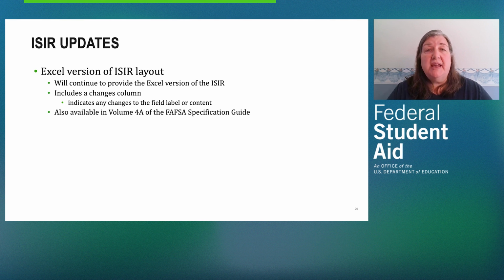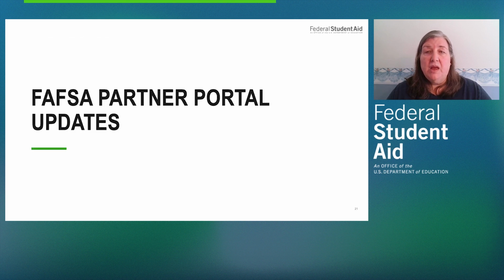The only change we made is there is now a column in the Excel file, also in the version in the FAFSA specification guide, that indicates any changes. So that column will indicate if there is any change to the value or if the field label has been updated, like maybe the award year in the actual field label has been updated. So that column will clearly define which of the fields on the record layout have had field name changes or value changes. As a reminder, this is also in volume 4A of the FAFSA specification guide in 25-26.